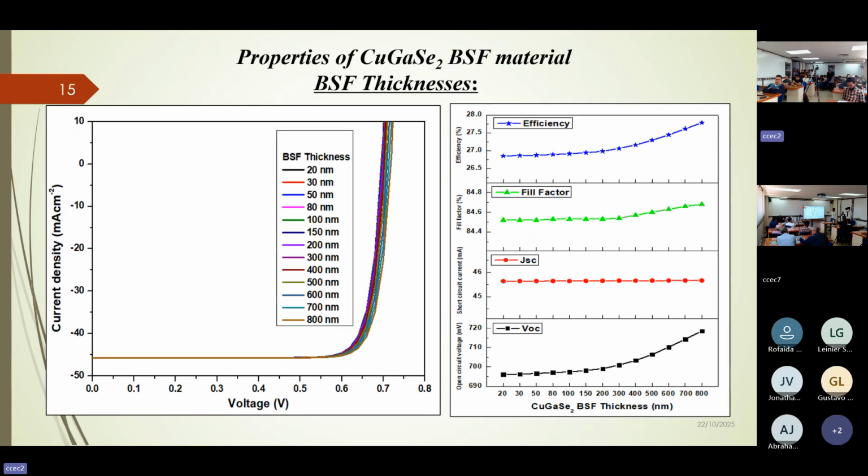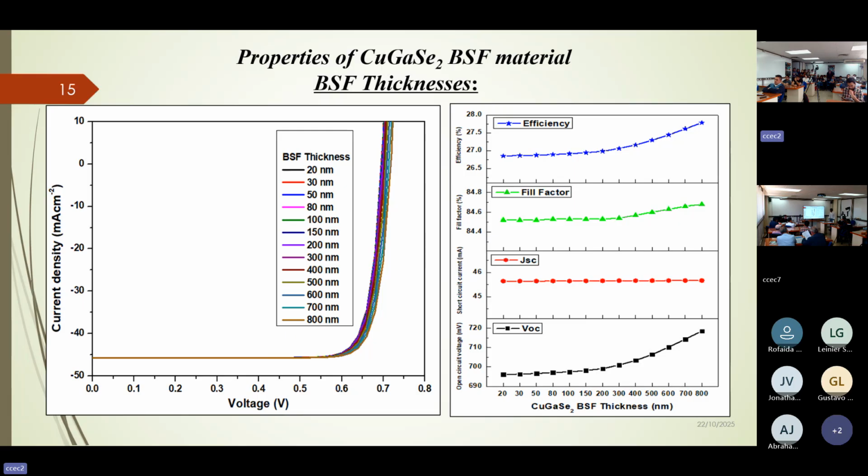In this case, for the copper gallium selenide BSF material, we wanted to check the thickness. We didn't want to use a lot of thickness because with increasing thickness the cell resistance will increase. Similarly, we have checked 20 to 100 nanometers, and here we look at the efficiency and other parameters. Normally the open circuit voltage and short circuit current are almost constant.